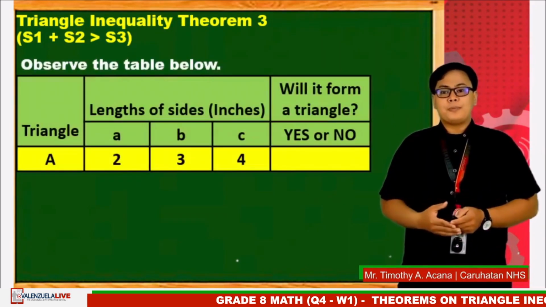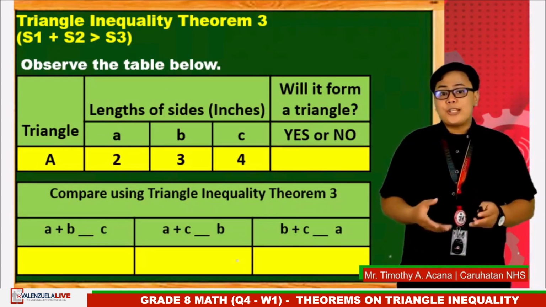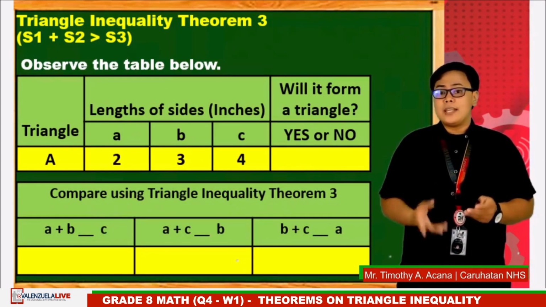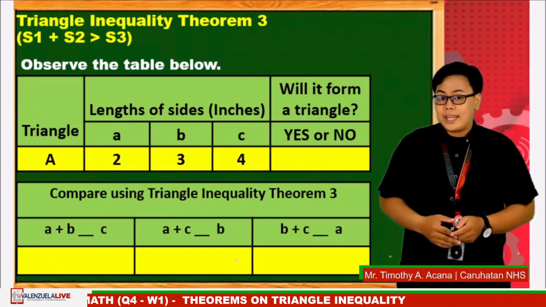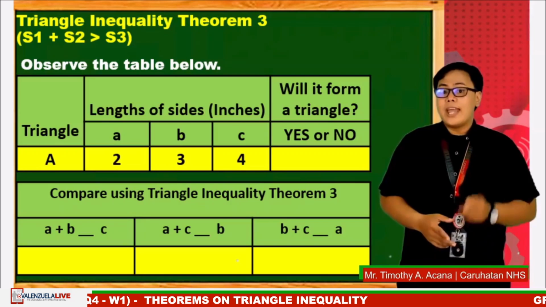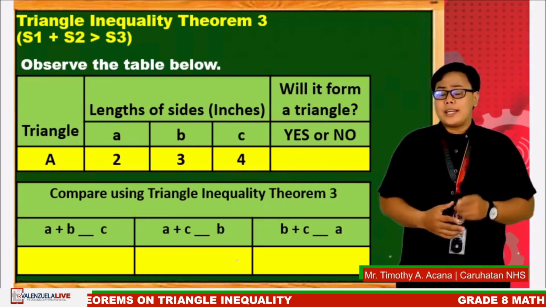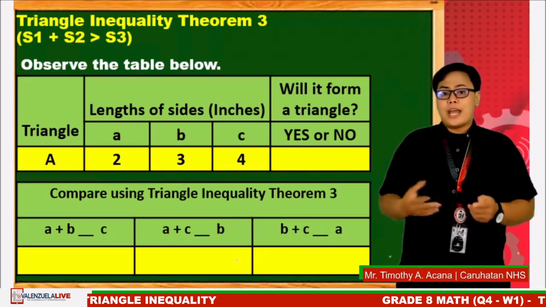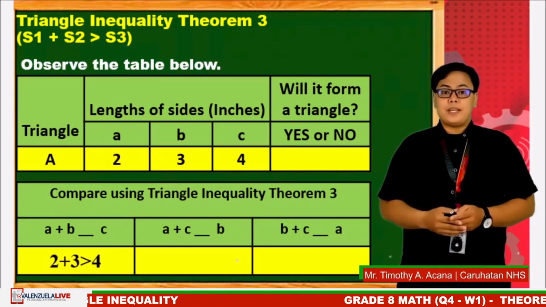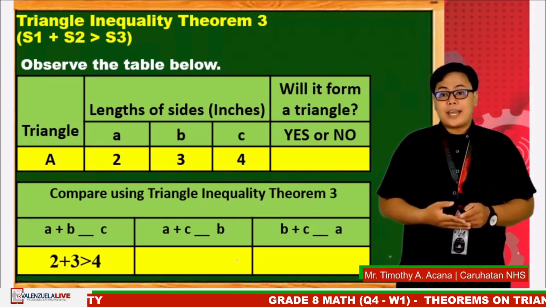Observe the table. We have triangle A, whose lengths of sides given in inches are 2, 3, and 4. Will it form a triangle? And to be able to answer this question, let us use the triangle inequality theorem. First, we have the sum of A plus B. 2 plus 3 is greater than the remaining side, which is 4.